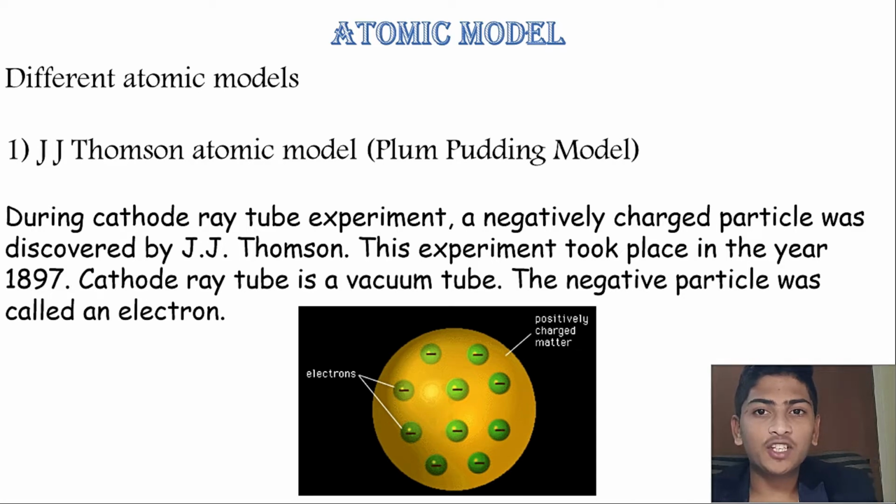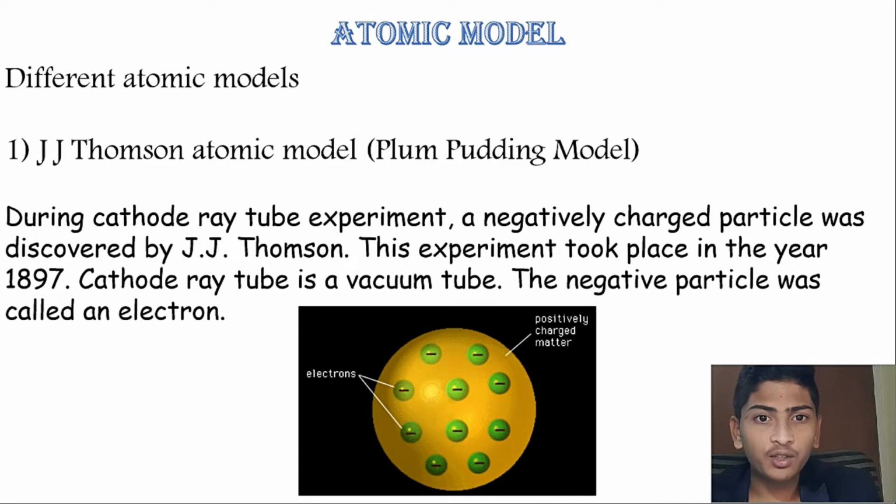Today we are going to discuss atomic models proposed by different scientists. As we already learned in the last video about the subatomic particles, by composing these subatomic particles, most of the scientists proposed their models. The first model was J.J. Thomson's atomic model. It is also called the plum pudding model or apple pie model.